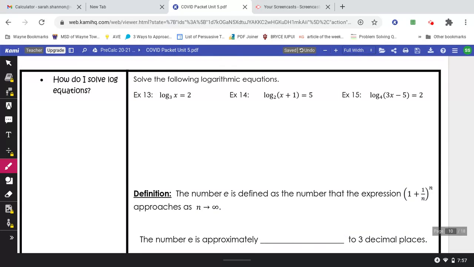We'll continue on with our solving log equations. This one already has an X in it somewhere, so your goal is to get the X by itself. You're going to follow your 2 basic steps. First, you're going to rewrite it. We're much more comfortable using exponents than logs, so if you can, rewrite it into an exponent problem. And then just solve.